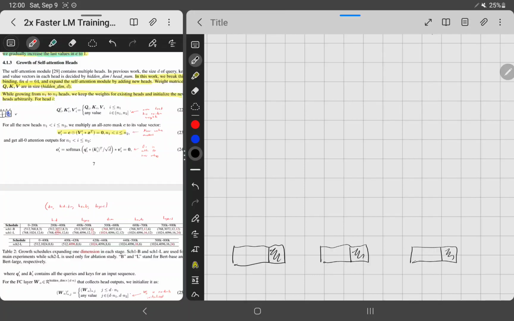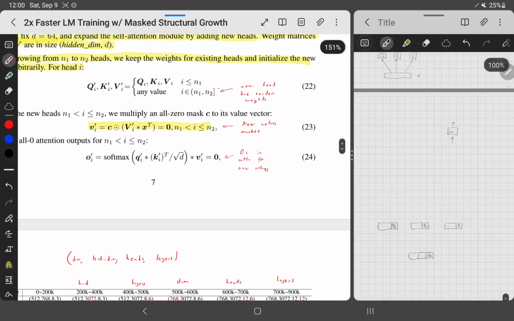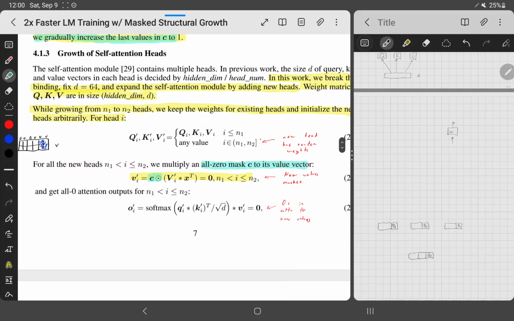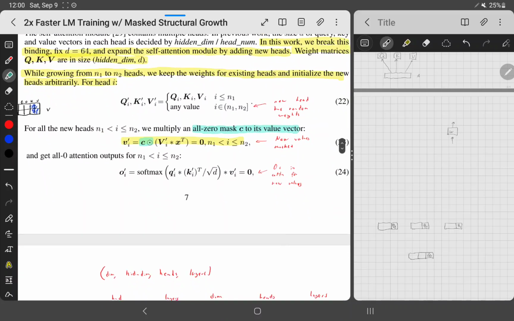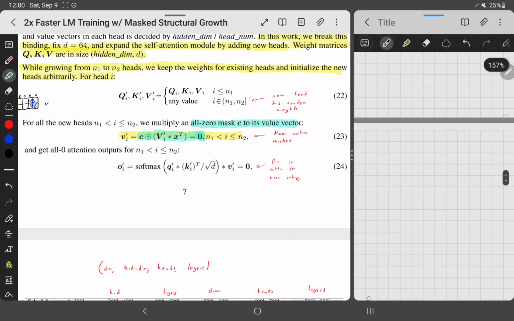Well, they show that here. If you want to mask a head, it's very similar. All you have to do is multiply the value vector by this mask C, and C is this common thing you keep on seeing. You multiply it by the value output, and you basically say 0 if it's a head that is new, and 1 else.